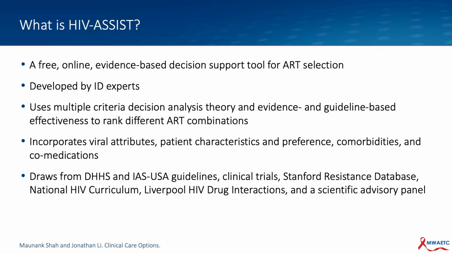It was developed by ID experts at Johns Hopkins, and it uses something called multiple criteria decision analysis theory, which I had to look up, and is basically, as it sounds, a theory of psychology and math about how people make decisions when there are lots of criteria involved. It's evidence and guideline based, and it uses evidence and guideline based effectiveness of ART to rank different ART combinations. It incorporates viral attributes, patient characteristics and preference, comorbidities, and co-medications.